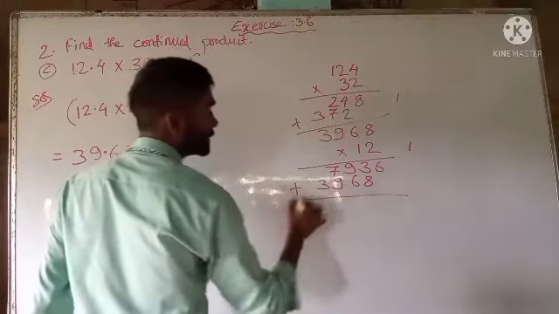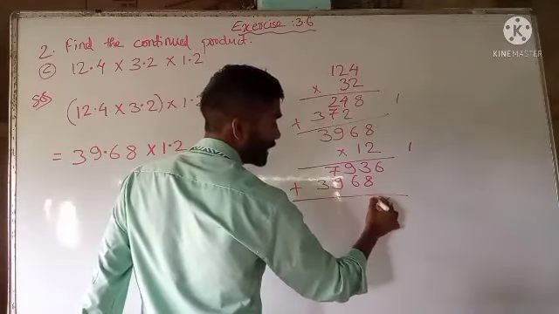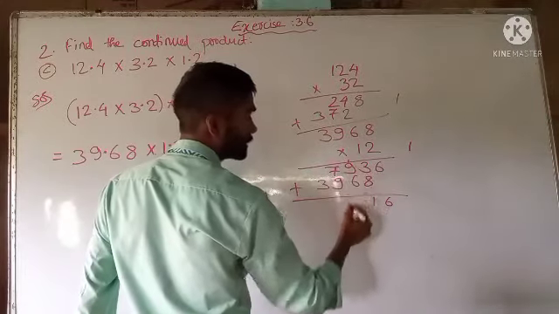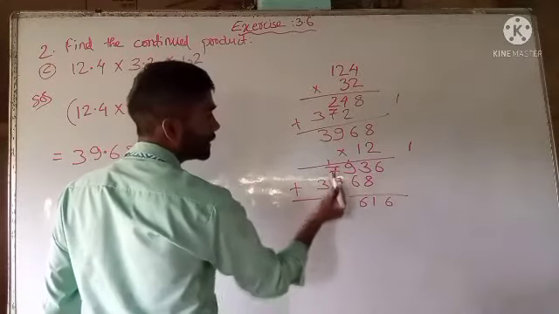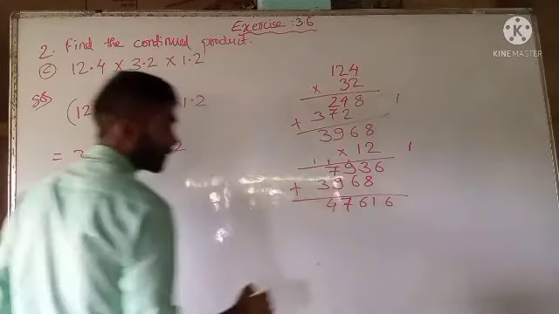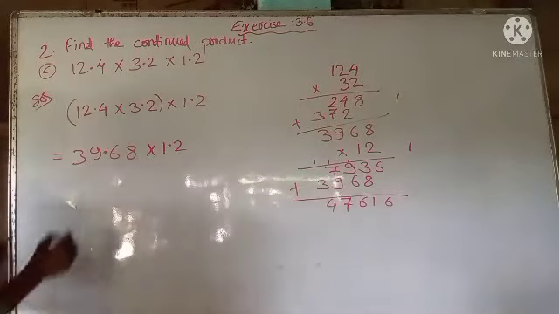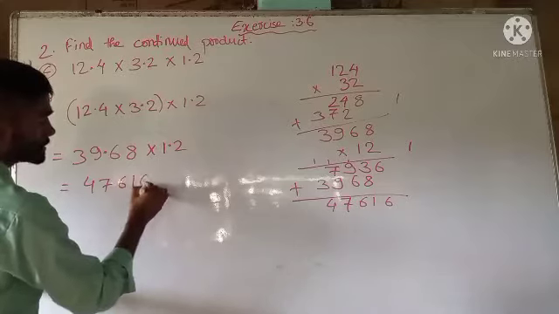Now we will add them. So let us add it here. 6, 3 plus 8 is 11, 1 and 1 in hand. 9 plus 1 is 10, 10 plus 6 is 16, 6 and 1 in hand. 9 plus 1 is 10, 10 plus 7 is 17, 7 and 1 in hand. 3 plus 1 is 4. Now when we are multiplying these two, what we got here is 47616.